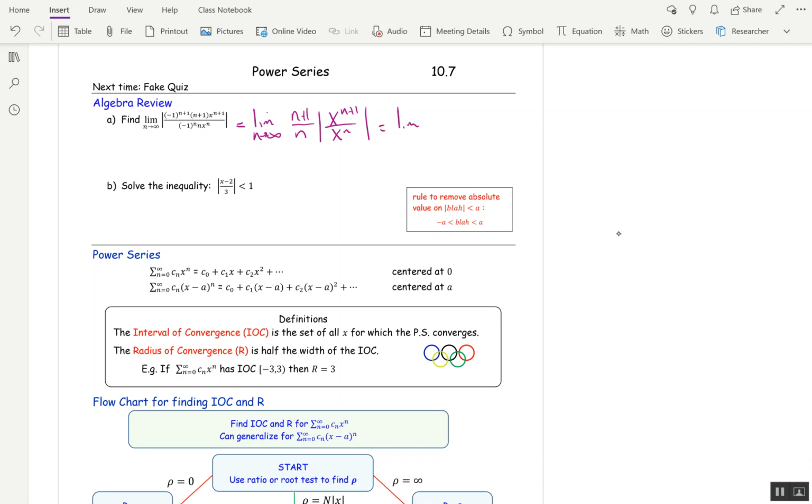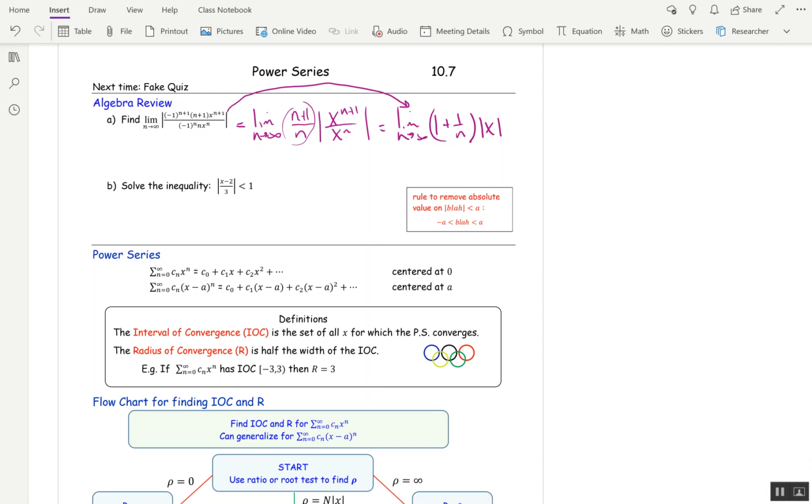Now you could do that step in your head. This is the limit as n goes to infinity. Let's write that as 1 plus 1 over n, and then simplify. Absolute value of x to the n plus 1 over x to the n is just x. So you could easily just jump from that first step to the third without doing the intermediate step. I'm just erring on the side of caution since you're not here with me to ask questions.